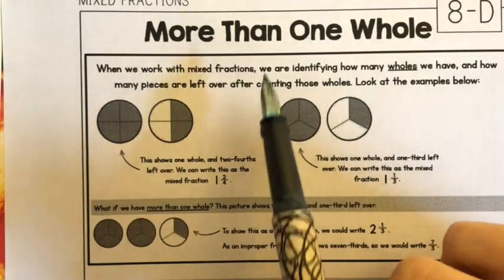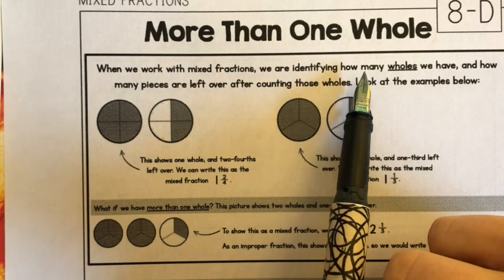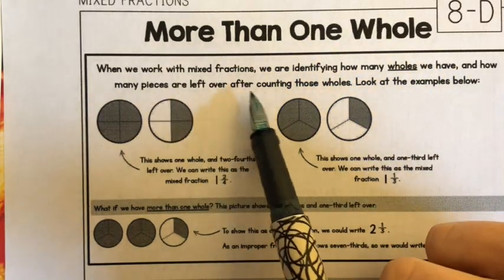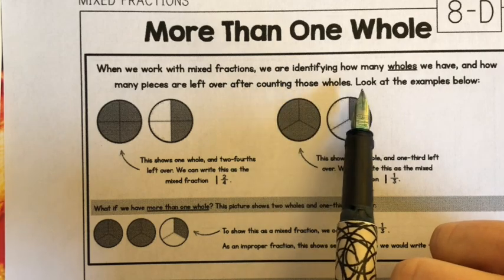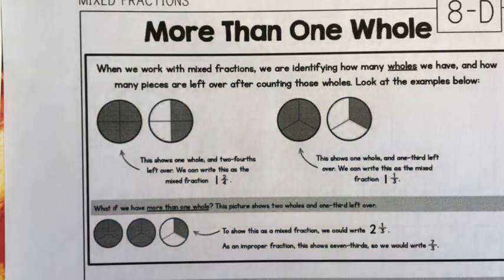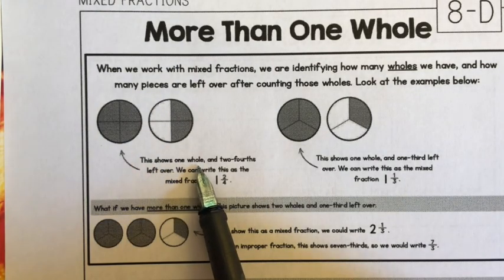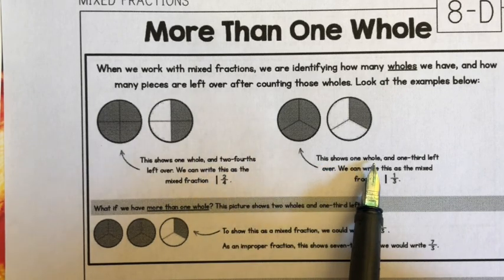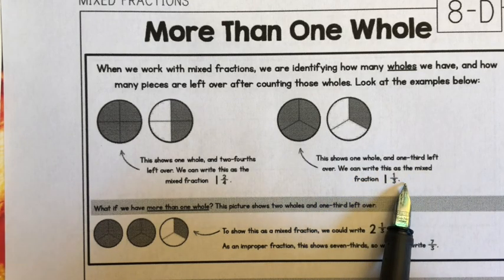It says when we work with mixed fractions, we are identifying how many wholes we have and how many pieces are left over after counting those wholes. Look at the examples below. So here is my example. This shows 1 whole and 2/4 left over. We can write this as a mixed fraction, 1 and 2/4. This one shows 1 whole and 1/3 left over. We can write this as a mixed fraction, 1 and 1/3.